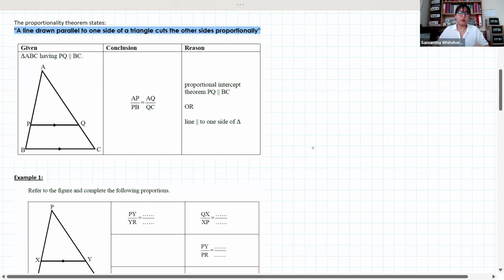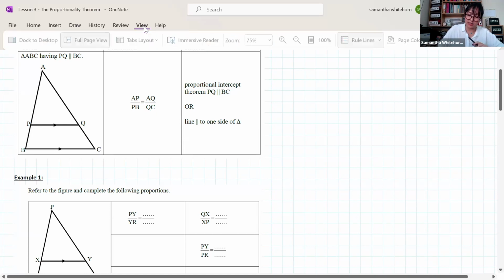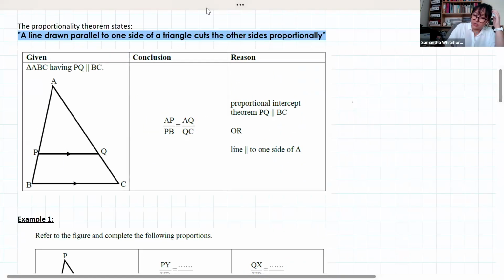Okay, so the proportionality theorem states that a line drawn parallel to one side of a triangle cuts the other sides proportionally. And we could be even more specific, cuts the other two sides proportionally. So if you have a look at this little diagram that I've got here, we have got essentially exactly that.